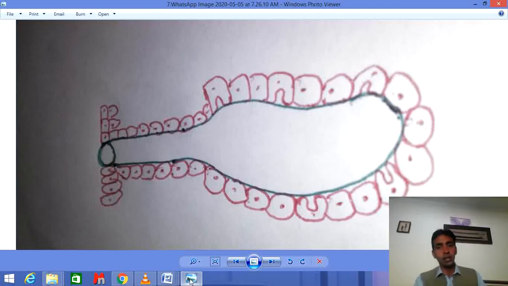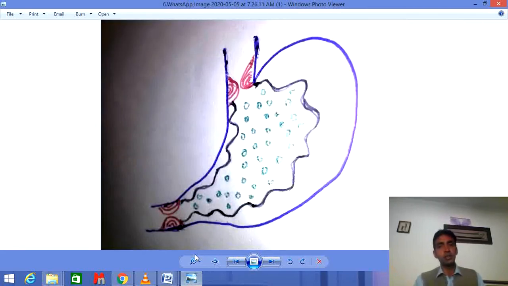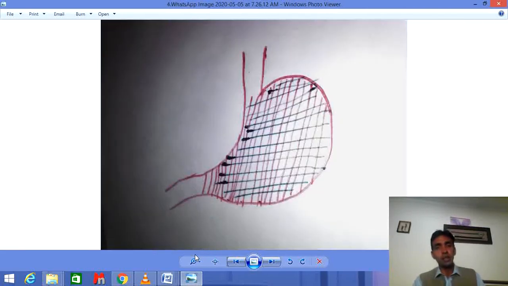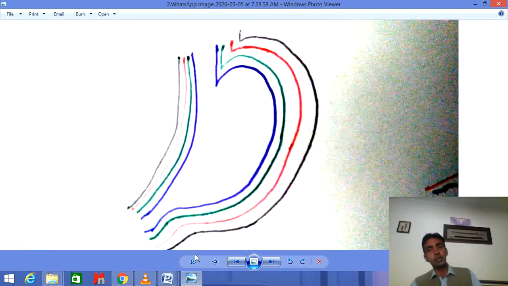So the stomach is also responsible for the conversion of food bolus into chyme. The food is converted into chyme, a semi-liquid, semi-solid food. So this was all about the function of the stomach. In the next lecture we will learn further.